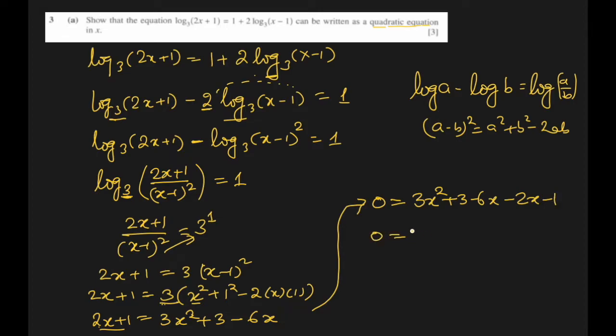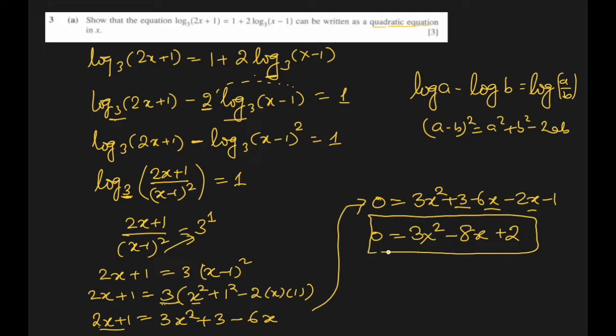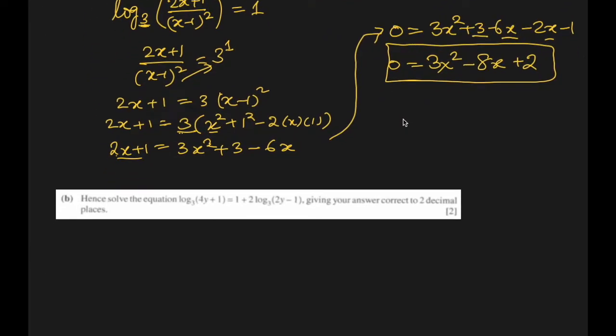So 0 equals 3x squared minus 6x and 2x, 8x. 3 minus 1 is 2. This is the quadratic equation they were looking for. It can be written as a quadratic equation in x. We've done that. Okay, let's see what the second part is.